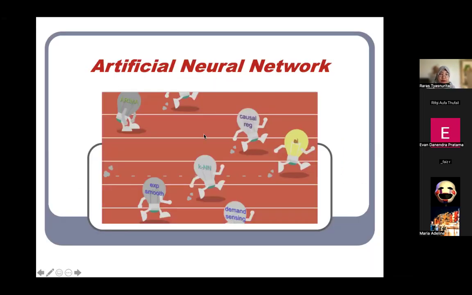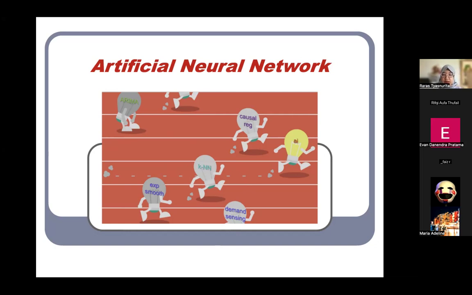Right, so you have ARIMA, exponential smoothing, and then you will have KNN next, regression as well. There is demand sensing, but we will not talk about that. And there is AI here. So basically, neural network is part of machine learning. Machine learning is also AI.